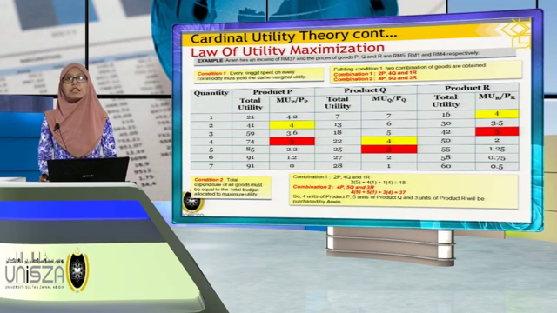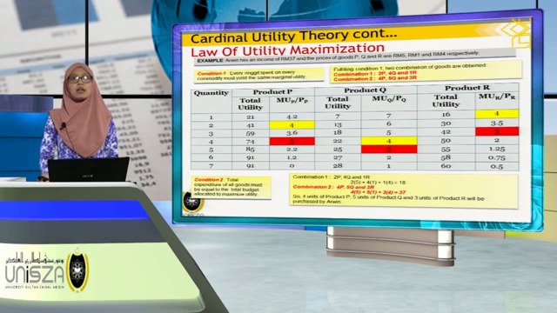So, in order to fulfill condition 1, 2 combinations of goods are obtained. For combination 1, 2 units of product P, 4 units of product Q, and 1 unit of product R. And for combination 2, 4 units of product P, 5 units of product Q, and 3 units of product R.